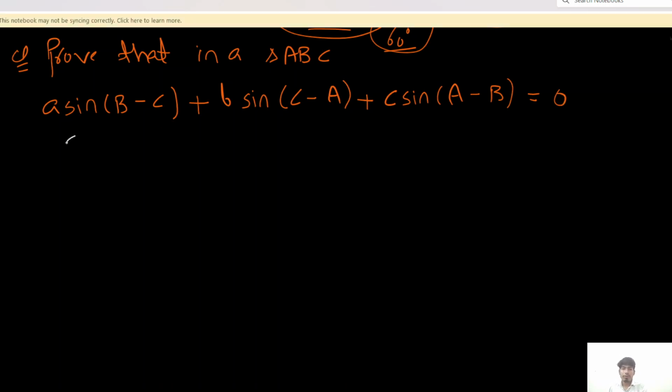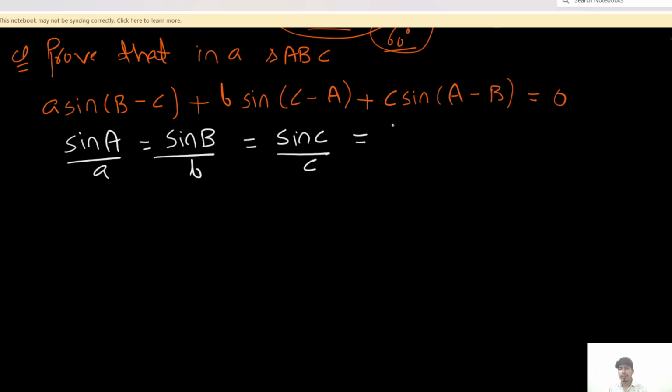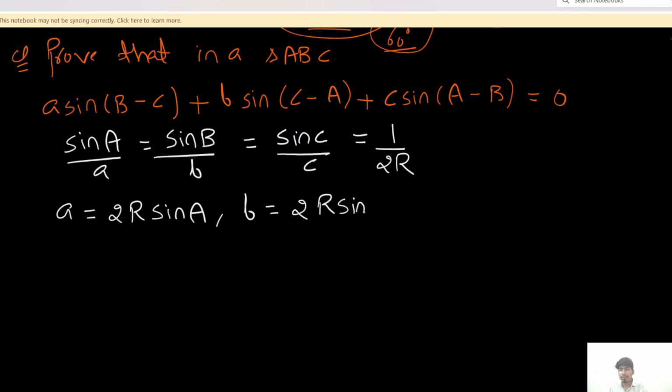Then we know by sine rule, sin A upon a, sin B upon b is equal to sin C upon c. Okay students, and this is equal to 1 upon 2R. Then find the value of a, b and c. Then what is a? a is 2R sin A. Okay students, what is the value of b? b is 2R sin B. Okay, then what is the value of c? c is also 2R sin C. Okay, then put these values in these equations. Okay, then what we get?